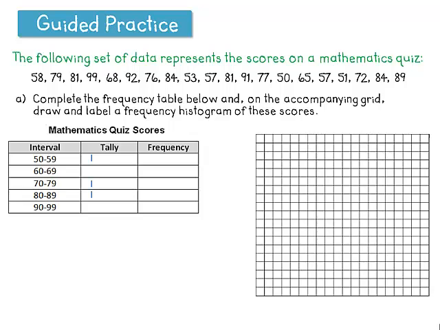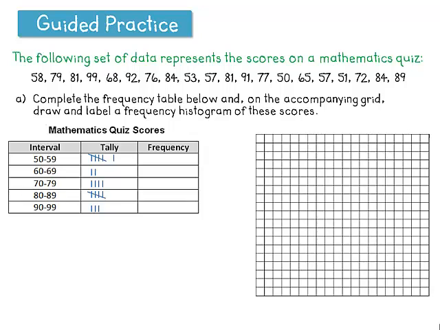81, 99, 68, 92, 76, 84, 53, 57, 81, 91, 77, 50, 65, 57. Now when I get to 57, I see I already have 4 tally marks, so the 5th tally mark looks like that. Or you can go in the opposite direction. 51, that adds a 6th tally mark. 72, 84, 89, so I'm going to need to cross out the 4 again with the 5th.